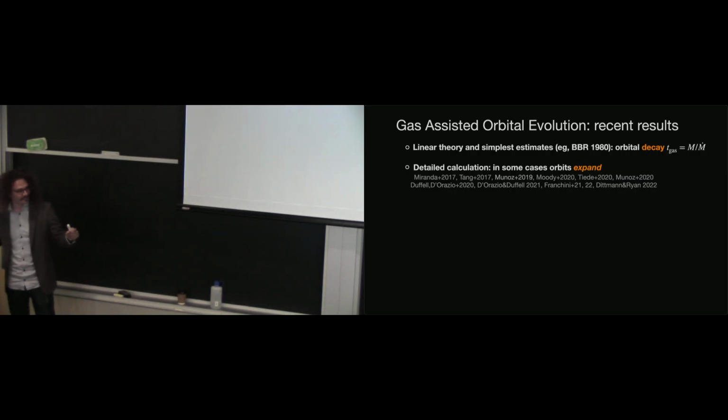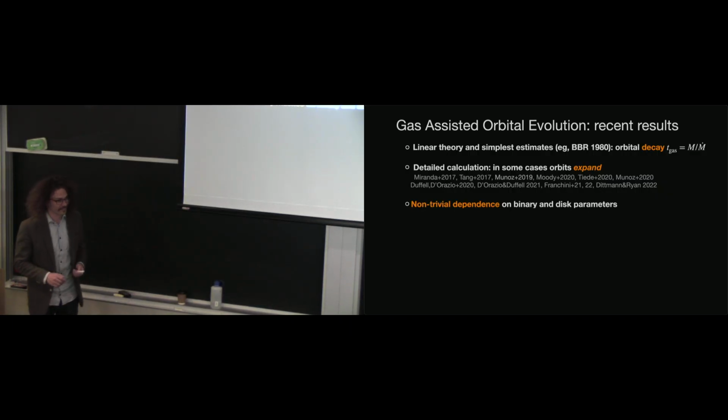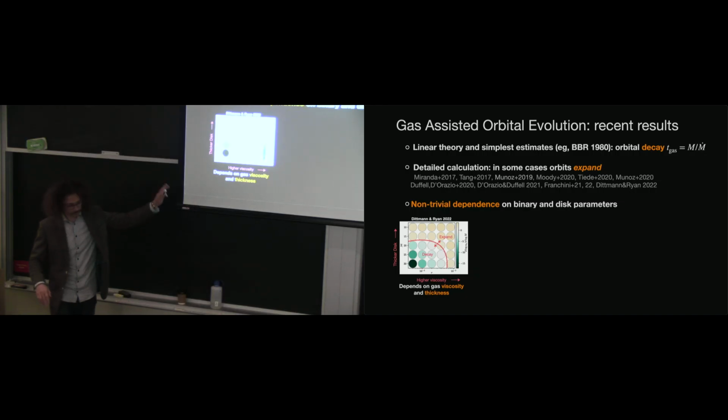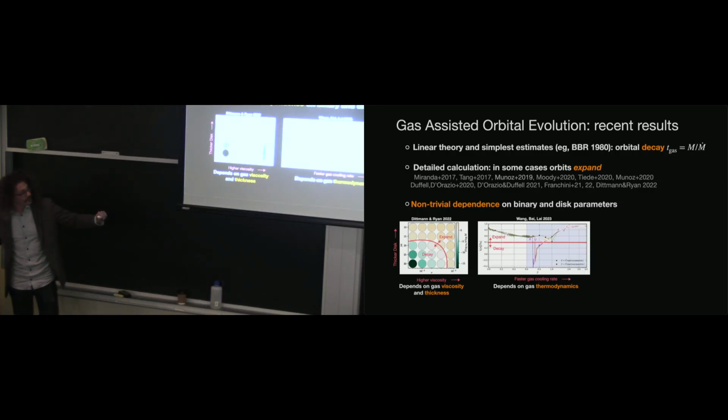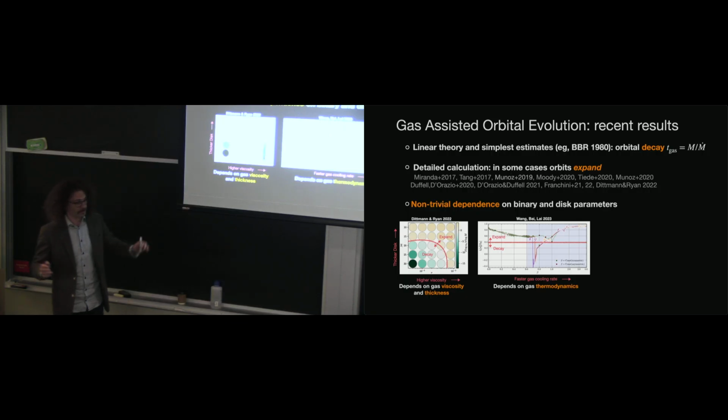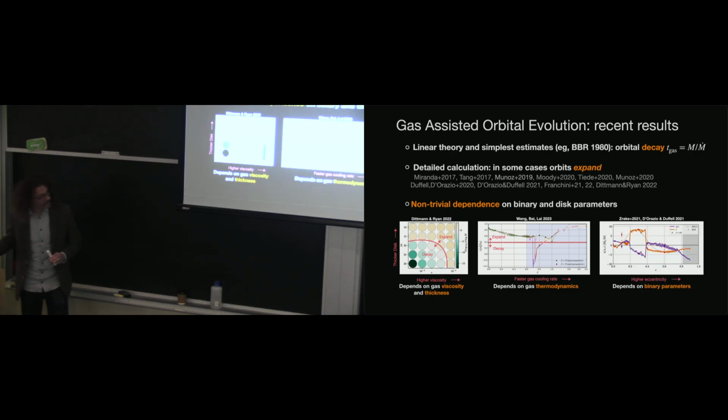In some cases, orbits expand, but it's a very non-trivial dependence on the parameters of the problem. Even in this case where I said all we have is viscosity, disk thickness, and binary parameters, you find that if you change the viscosity and the disk thickness, you get different answers. I'm not going to talk about these plots, I'm just giving you an idea. You find that if you change the thermodynamics, so get rid of the isothermal picture in different ways, the answer changes. You change mass ratio, eccentricity, the answer changes. So what I want to do is go into two different cases here, two different stories about two sets of parameters that we've looked at and what we've learned about this problem from those sets of parameters. And I'm going to start with eccentricity.